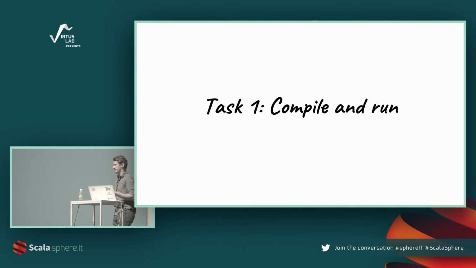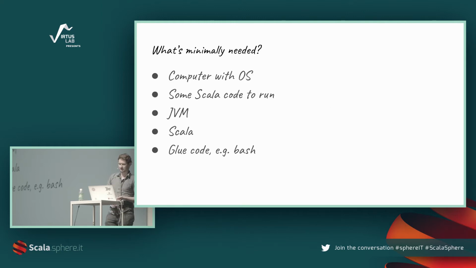Okay, let's start with the first task: compile and run something. So what do we need? Well, we need a computer with an operating system, and we need some Scala code to run. And we probably need a JVM to run this code on. And we need Scala to compile the code and to have a library that runs it. And we somehow need to invoke this stuff. So we may wire it up. Maybe for starters, let's just use bash to invoke Scala.